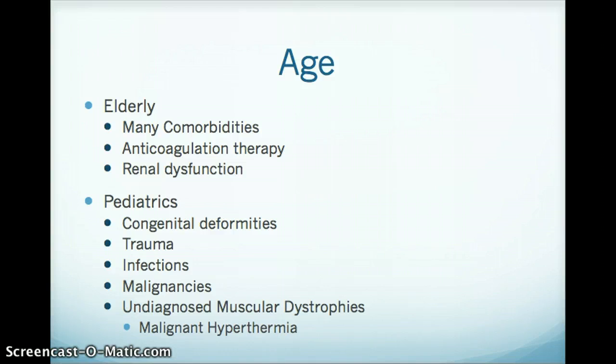The age of the patient is associated with common characteristics that we should be aware of. Orthopedic surgeries are frequently performed on elderly and pediatric patients. The elderly population is associated with several comorbid medical conditions, the use of anticoagulation therapy, and renal dysfunction. Although this lecture is not focused on pediatric patients, common characteristics found in pediatric orthopedic patients are congenital deformities, trauma, infections, malignancies, and undiagnosed muscular dystrophies, which can be associated with malignant hyperthermia.